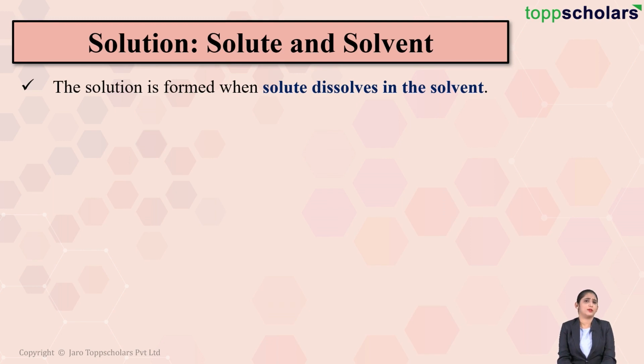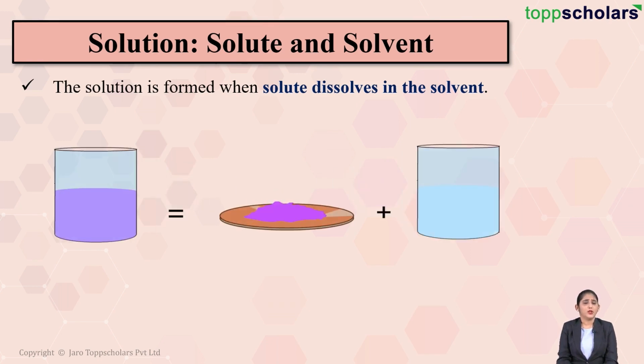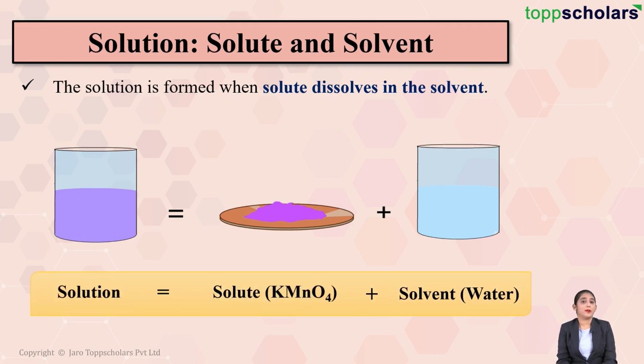Let's take one more simple example to understand this, right? So here, let us prepare a solution of potassium permanganate. For this, I need two important components, and that is solute and solvent. Here the solute is potassium permanganate and the solvent is simply water. So potassium permanganate solution is formed by simply mixing the solute, that is potassium permanganate, and solvent water.